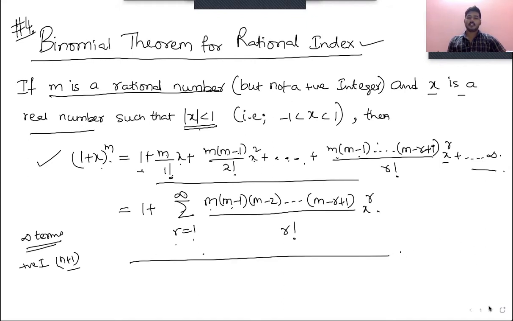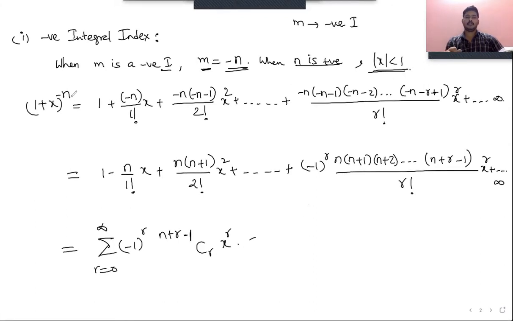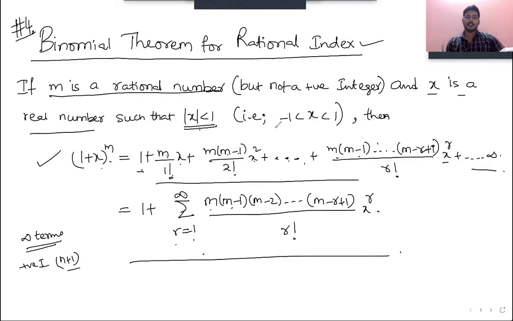So we'll discuss all the cases regarding this. For example, the first case we'll discuss is if the index was a negative integer. So if m is a negative integer, m can be written as minus n, for example, where n is a positive integer, right? And modulus of x will always be less than 1 for us to assume this expansion. So 1 plus x whole power, in the place of m it's minus n. So in the previous expression that we have seen, we'll substitute m equal to minus n.